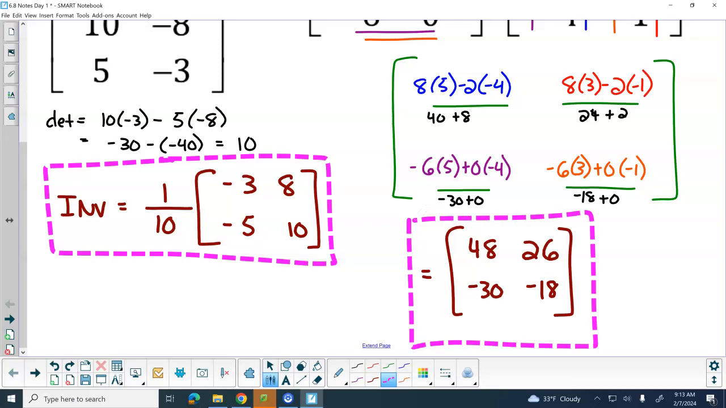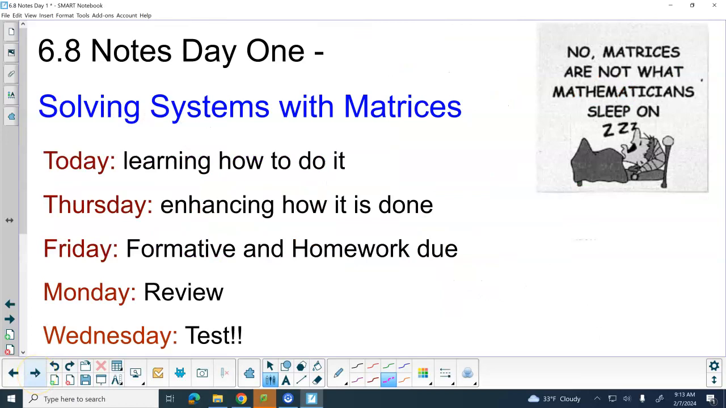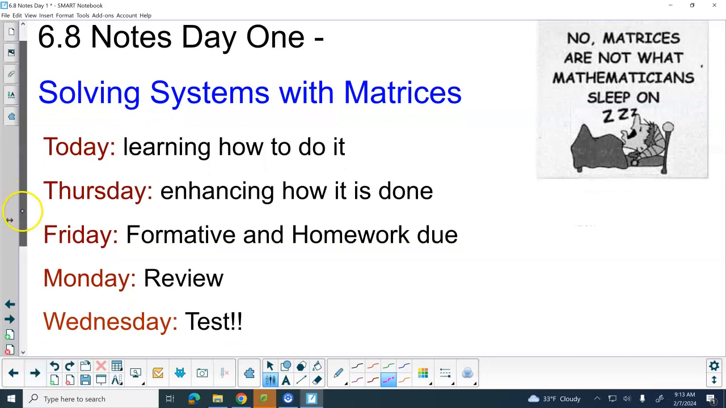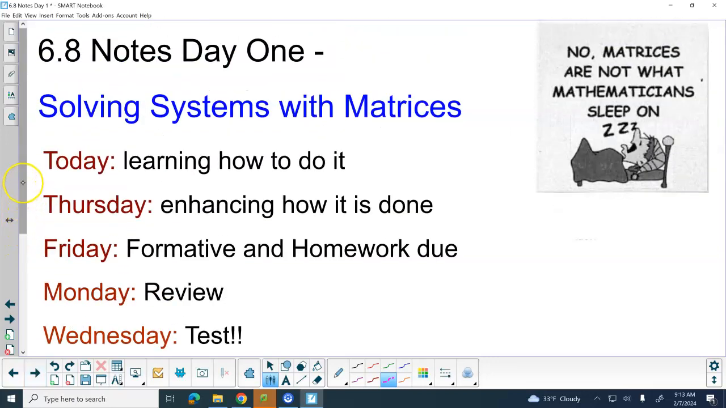Questions on that? We're going to use both of those concepts today, which is why we warmed it up with that. Okay? So today we're going to be learning how to solve systems of equations with matrices. Tomorrow we're going to enhance how it's done, maybe do a word problem or two. Friday is a formative, and your homework is due on Friday. Monday's a review. Next week, Wednesday, the day of love, is the test.